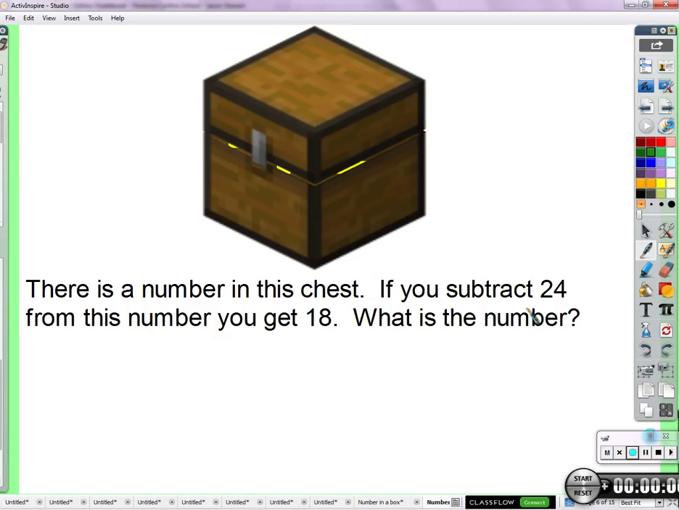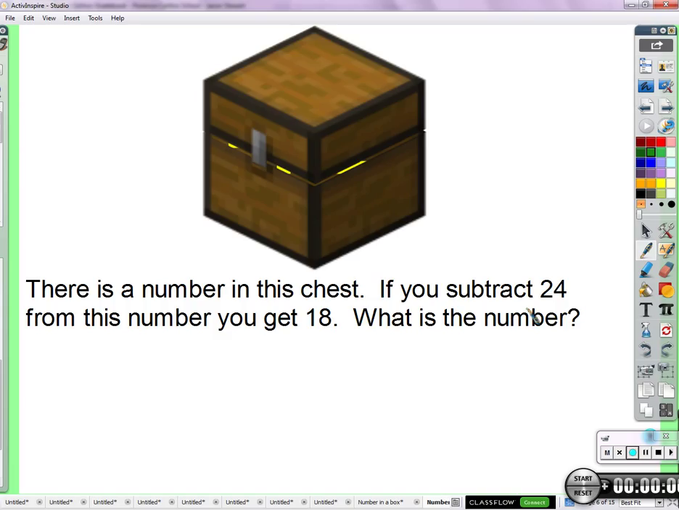Without getting to exactly what the number is, I'm going to ask you some questions about this number. You're going to subtract 24 from it and get 18. So this number, do you think it's compared to 18 and 24? Is it somewhere between those two? Is it bigger than both of them? Is it smaller than both of them? Bigger. It's bigger than both? Way bigger? Okay.